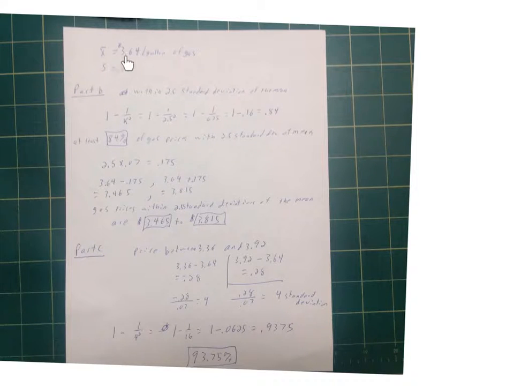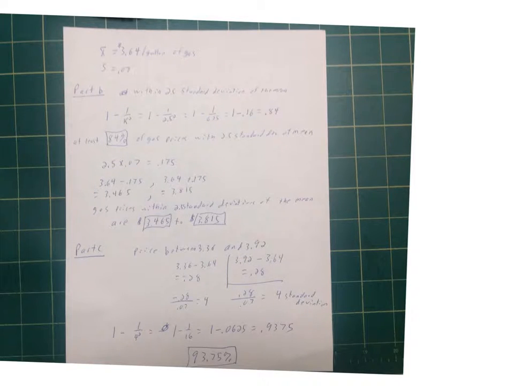Noticed nobody answered it yet. It's about the price of gas. The mean price of gas, it says, is $3.64 per gallon. And then the standard deviation, I guess, is 7 cents per gallon. They want you to use Chebyshev's inequality to answer the questions below.